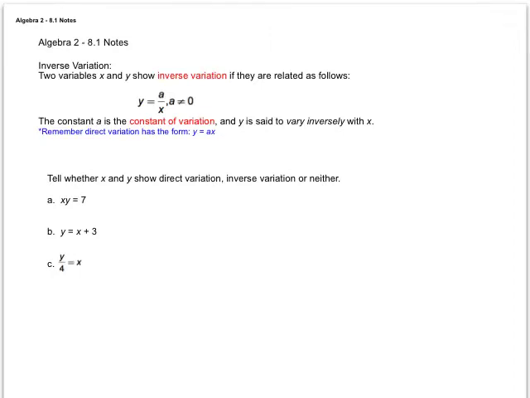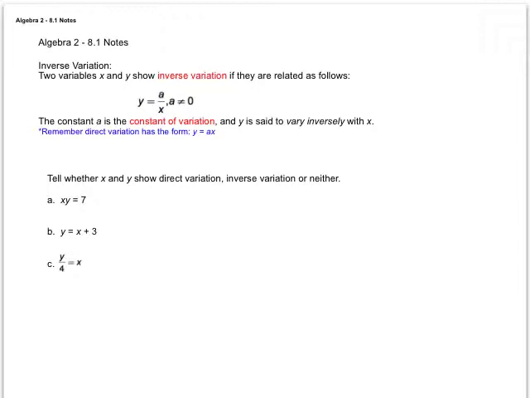All right, so we're going to look in 8.1 at what's called inverse variation, and we're also going to look at the constant of variation and joint variation and direct variation and all these different types of variation. With two variables, x and y show inverse variation if they are related as follows: y equals some constant a over x. And if you've got y equals a over x, where x is down in the denominator, and a cannot be equal to 0, you have what's called inverse variation.